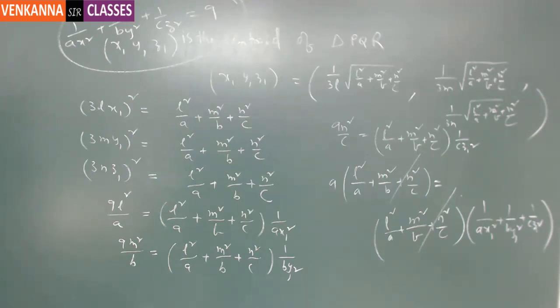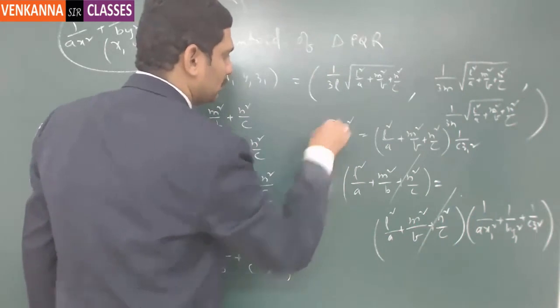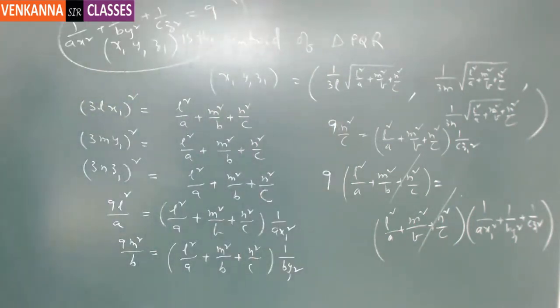In order to cancel L square by A plus M square by B plus N square by C, I have considered 1 by a x1 square for the first, 1 by b y1 square for the second, and 1 by c z1 square for the third. So I will get this type of notation. Please check on that. This is 9 actually, 9, 9 and 9 here.